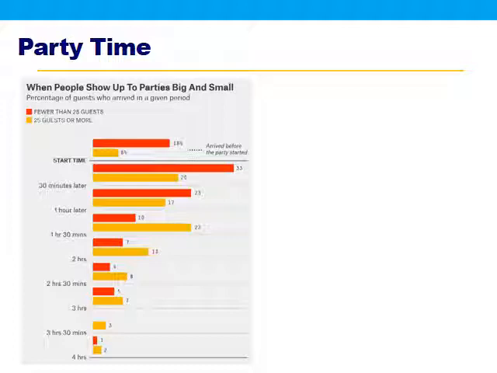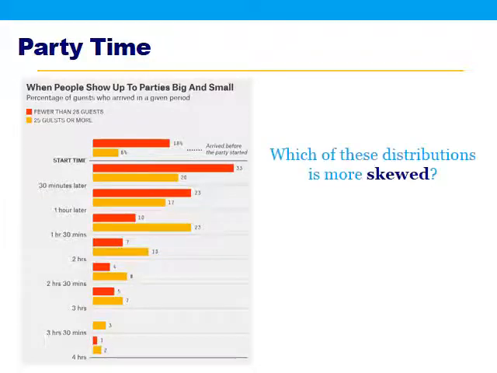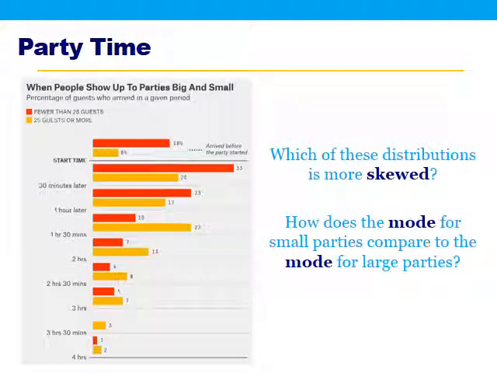So if it's a small party, and we look just at the red bars on the graph, most people are showing up pretty early to a small party, right? 33% of people are showing up in the first 30 minutes. 18% of people are actually showing up early to the smaller party. Whereas for the bigger party, the mode, 23%, this yellow bar right here, the mode is actually between an hour and 30 minutes later.